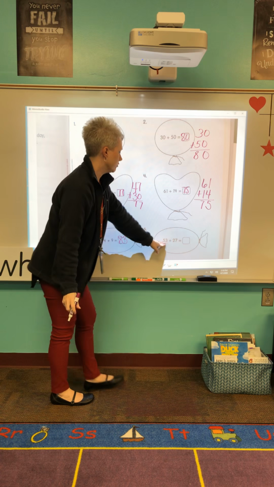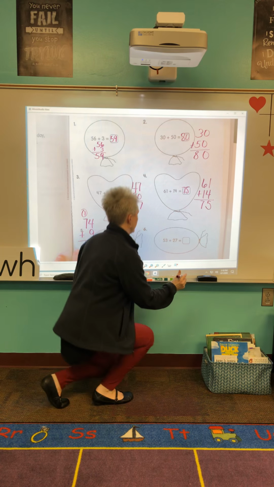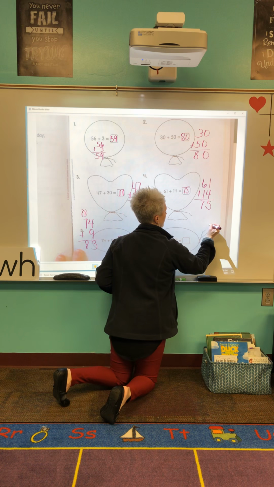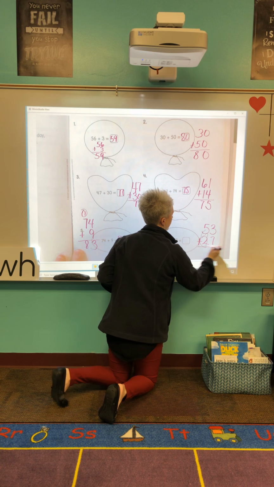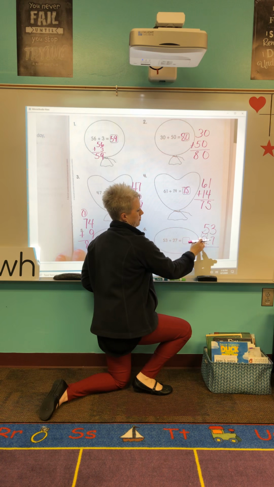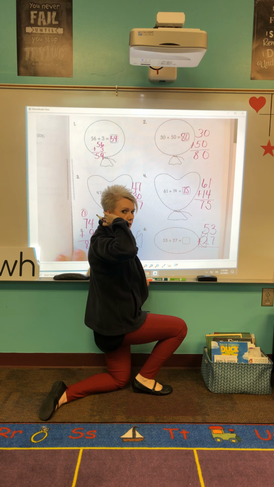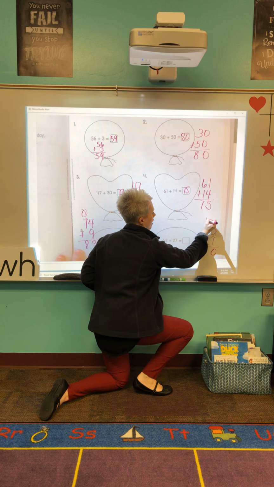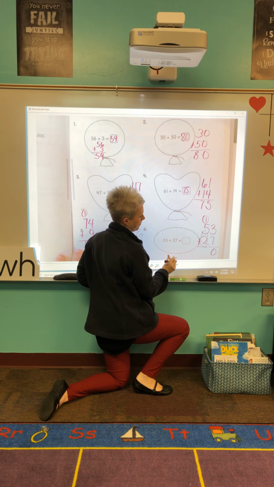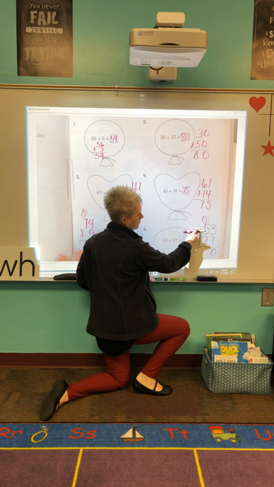All right, 53 plus 27. Let's stack this one up. 53 plus 27. What is 3 plus 7 more? Yell it out. 10. Very good. We keep our 0 in our 1 spot. Carry our 1 to our tens column. Now we have 1 plus 5 plus 2.